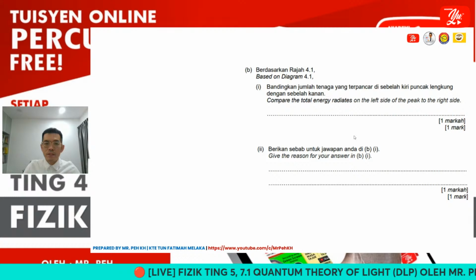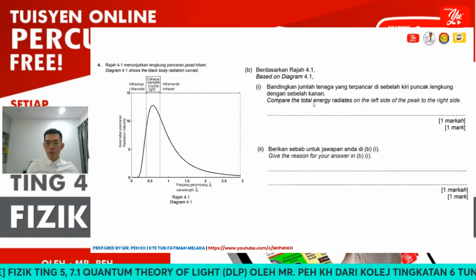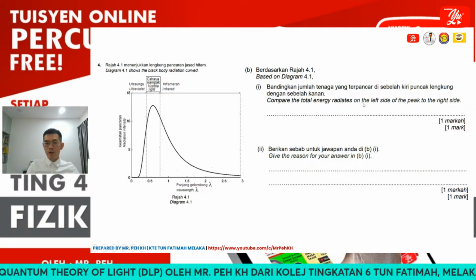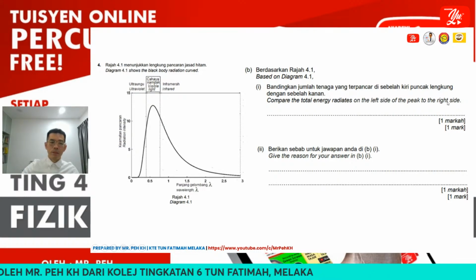Then the next question, B, will be like this. Compare the total energy radiated on the left side of the peak to the right side. So the peak will be here.